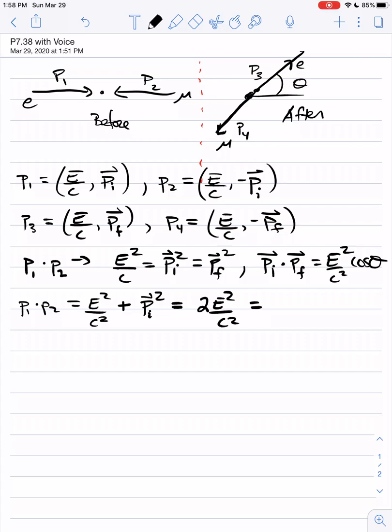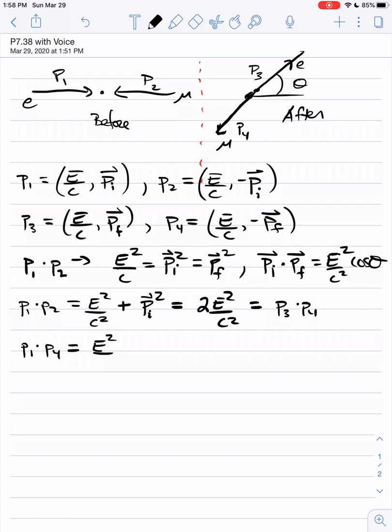And note that this is exactly the same. P1 dotted with P2, therefore, is exactly the same as P3 dotted with P4, because of momentum conservation and energy conservation. So that takes care of those two terms. Now we're going to need to deal with P1 dotted with P4 as well. And so what does that equal?